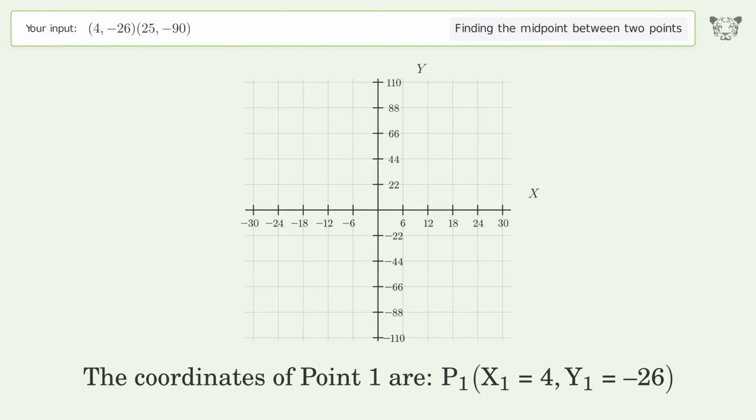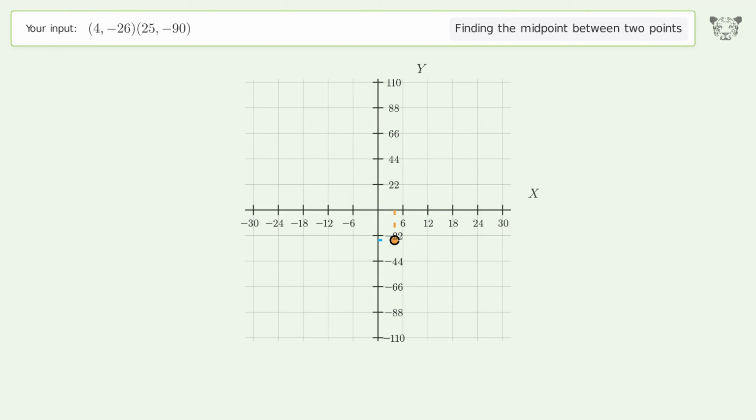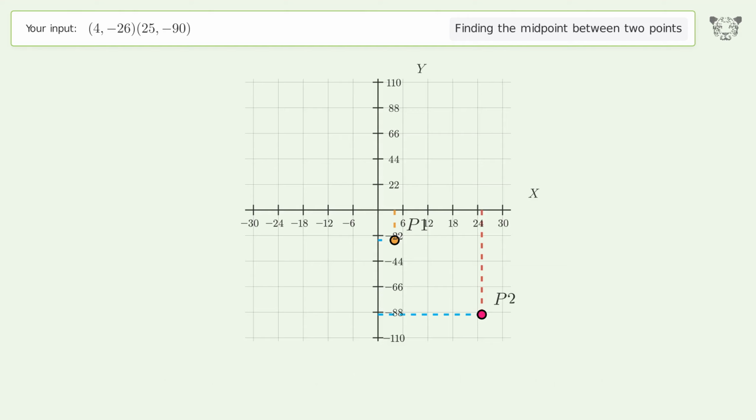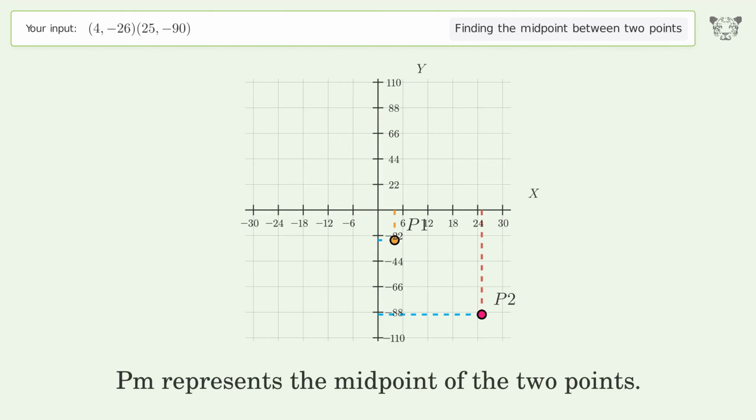The coordinates of point 1 are, x1 equals 4, y1 equals -26. The coordinates of point 2 are, x2 equals 25, y2 equals -90. PM represents the midpoint of the 2 points.